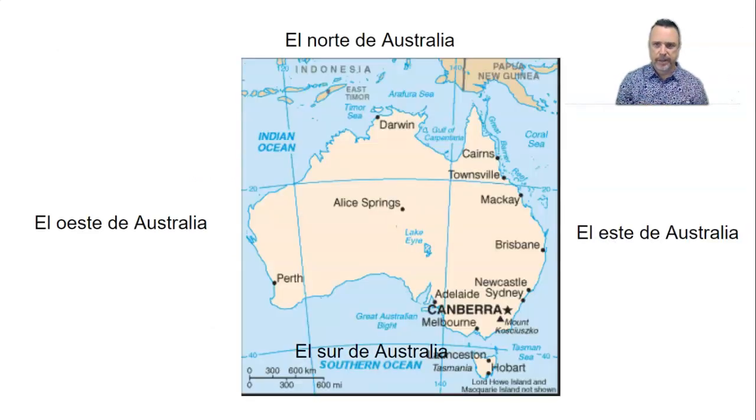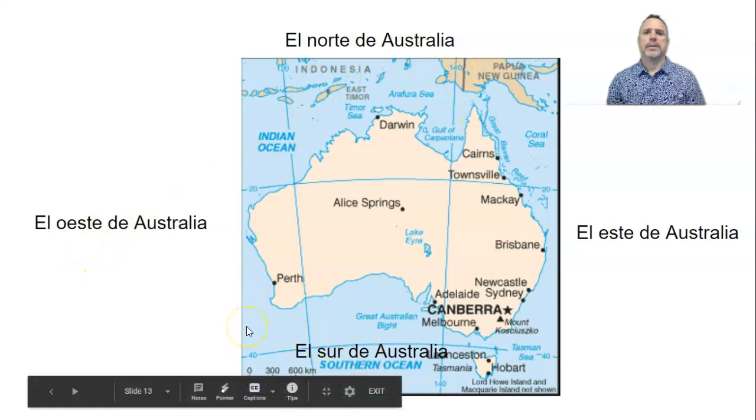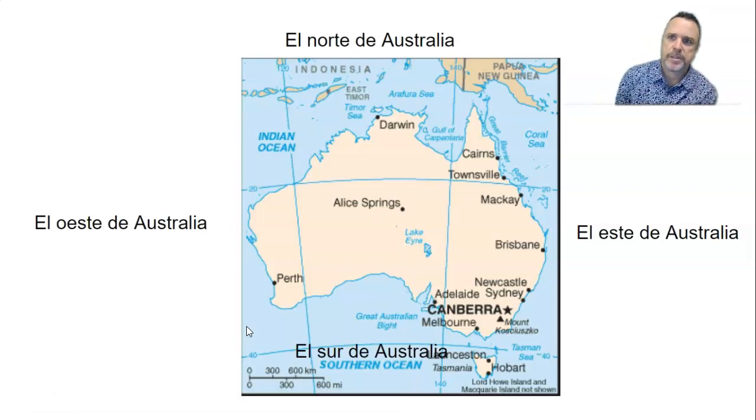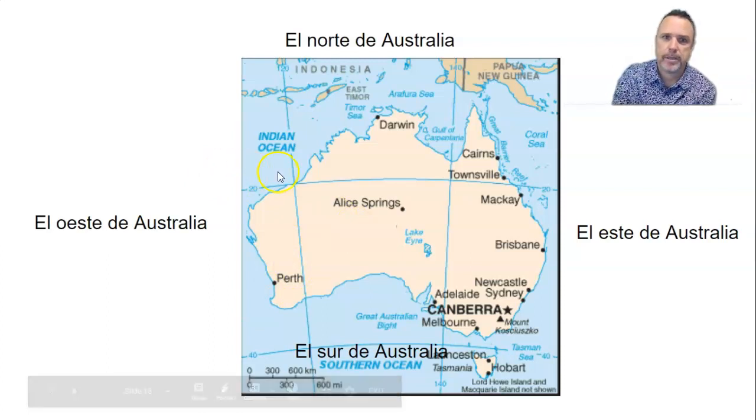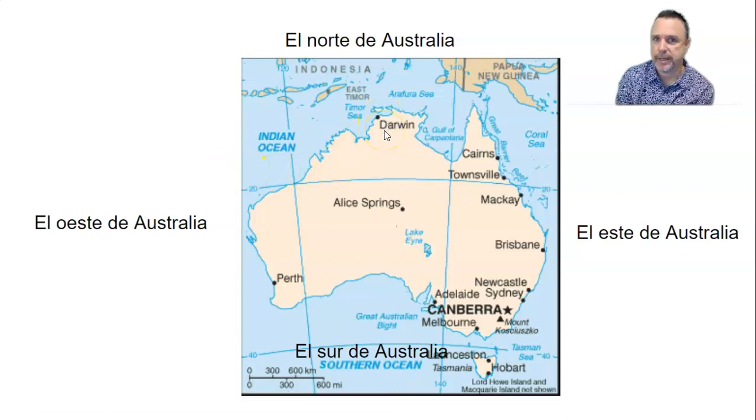I've got my little map of Australia there. So you can see over here we've got el este de Australia. It's exactly equivalent to the English, the east of Australia. El norte de Australia, el oeste de Australia, el sur de Australia. So if someone says, yo vivo en Darwin, I live in Darwin, the Spanish person is going to say, ¿Dónde está Darwin? You could answer, Darwin está en el norte de Australia. Darwin is in the north of Australia.